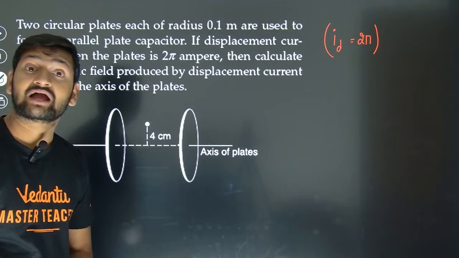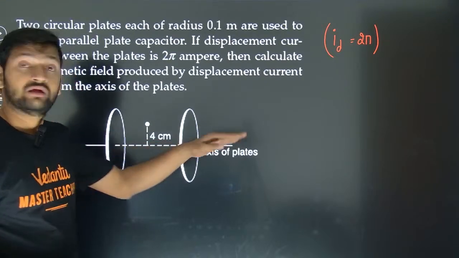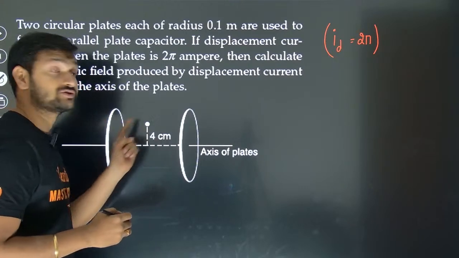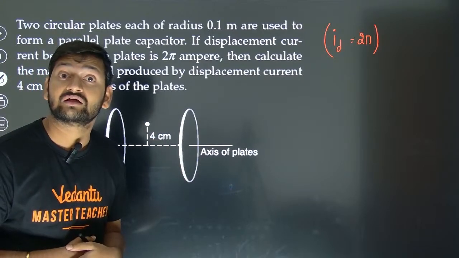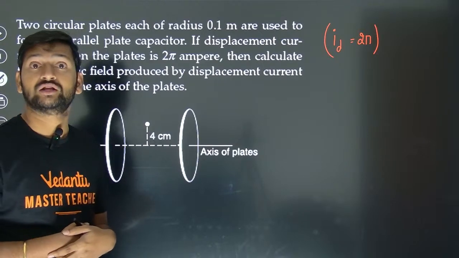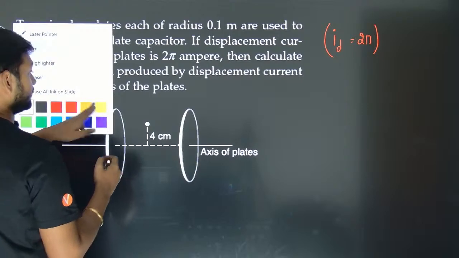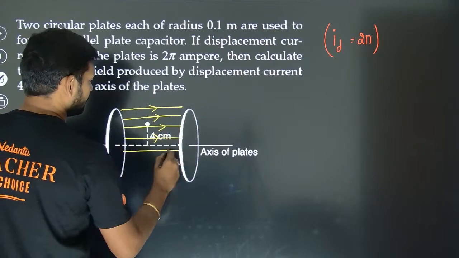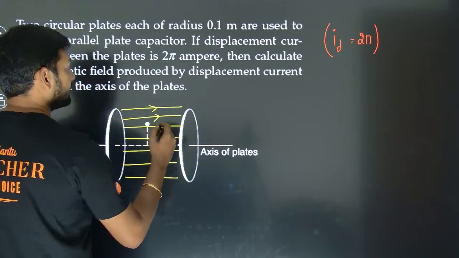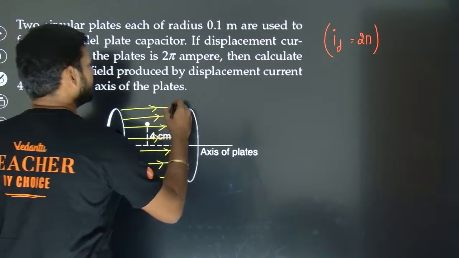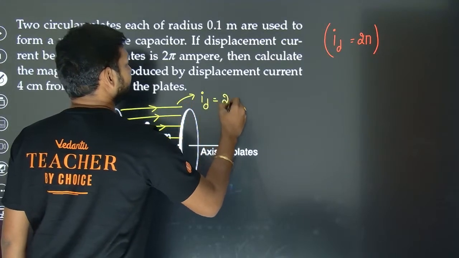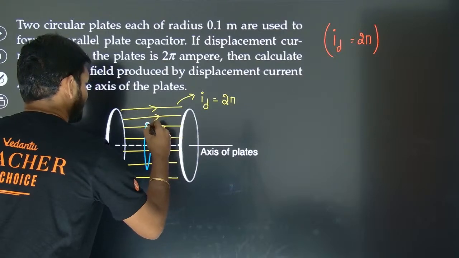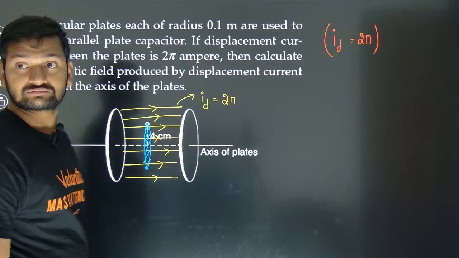See, we know how to calculate the magnetic field produced by current carrying wires, but now we are asked to calculate the magnetic field produced at 4 centimeters where there is no current carrying wire but there is varying electric field. Okay, done. Let's do it then. I know that this whole volume is going to have varying electric field. So the total displacement current in this region is given as 2 pi. But in that, I need only for this region. That is what I want.